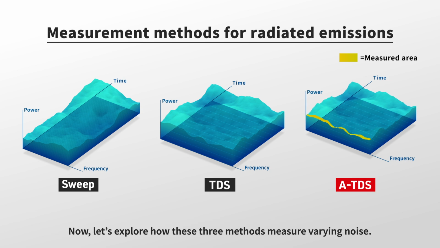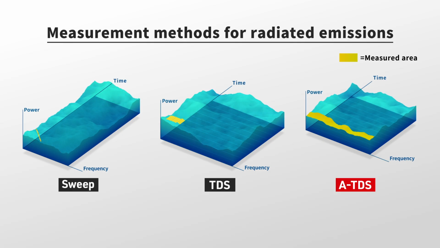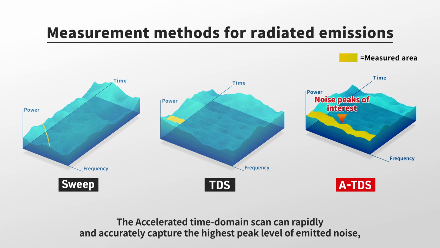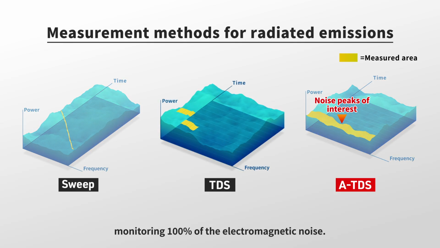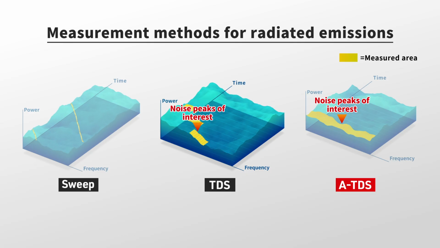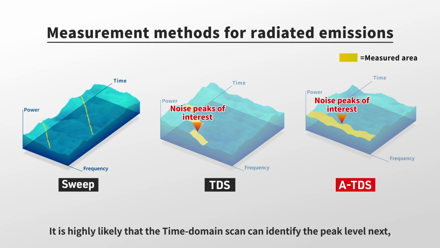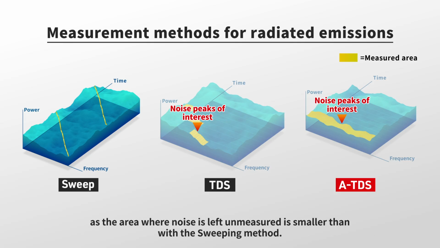Now, let's explore how these 3 methods measure varying noise. The accelerated time domain scan can rapidly and accurately capture the highest peak level of emitted noise, monitoring 100% of the electromagnetic noise. It is highly likely that the time domain scan can identify the peak level next, as the area where noise is left unmeasured is smaller than with the sweeping method.